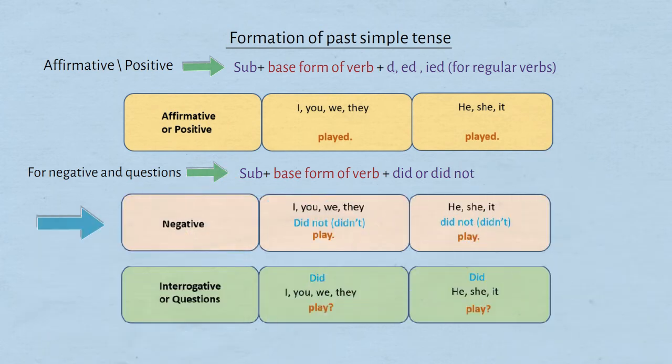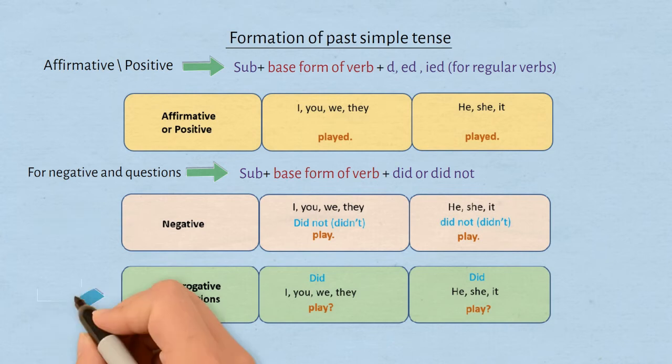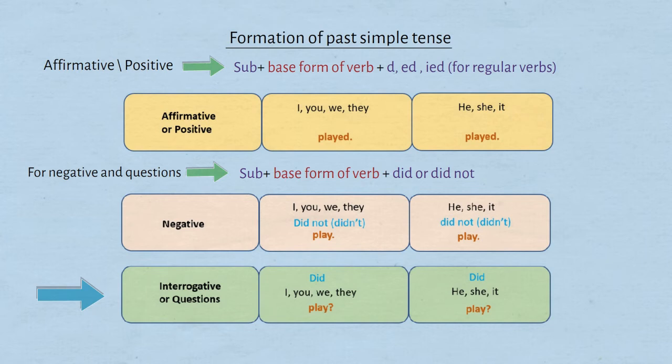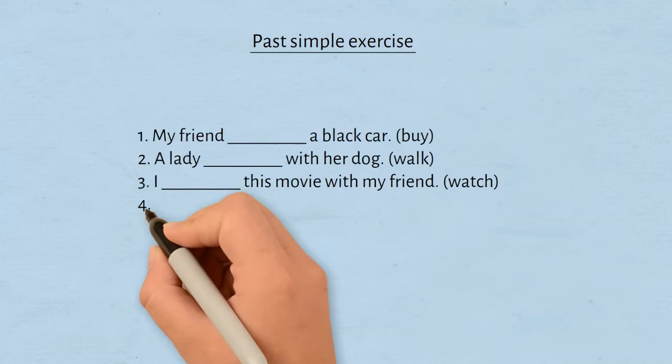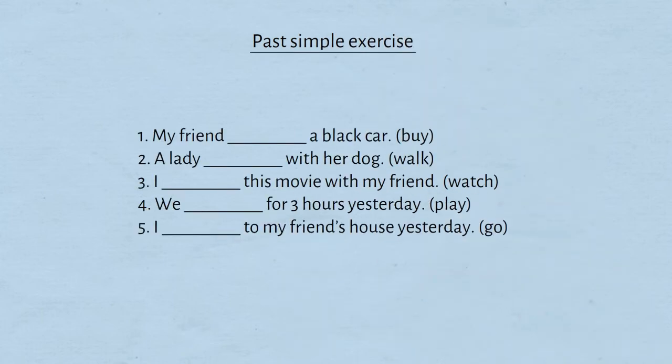Negative: I, you, we, they did not or didn't play. He, she, it did not play. Interrogative or questions: did I, you, we, they play? Did he, she, it play? So now pause the video and try to complete the following sentences using the given verbs.